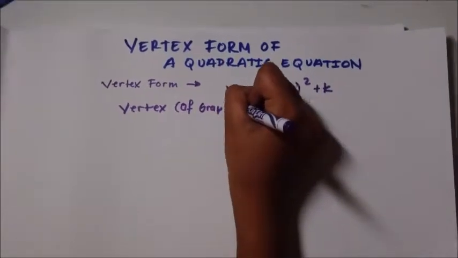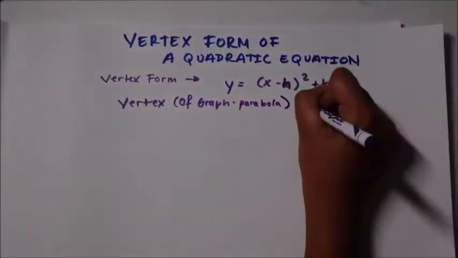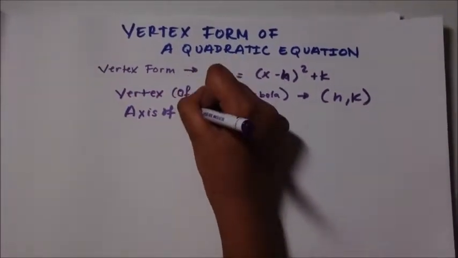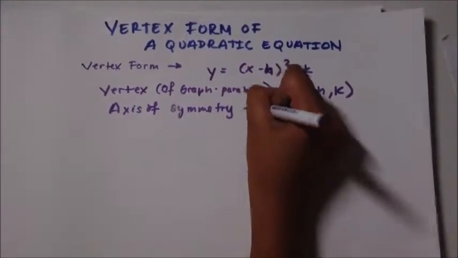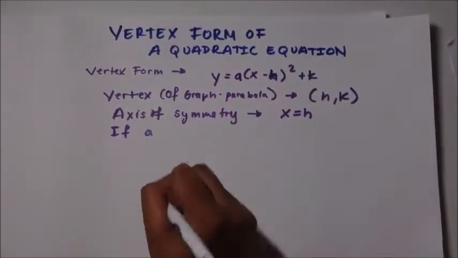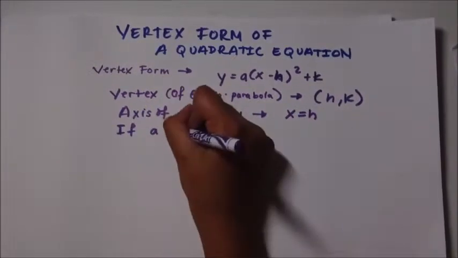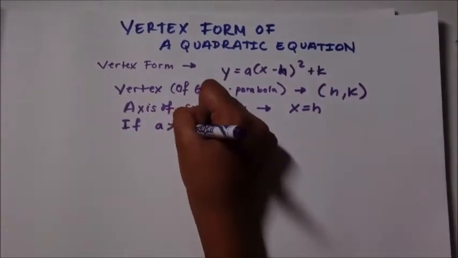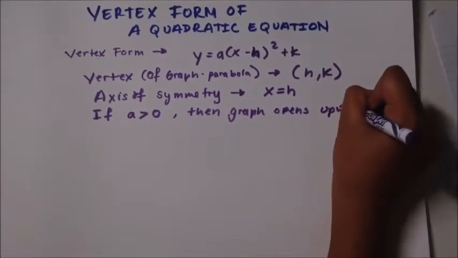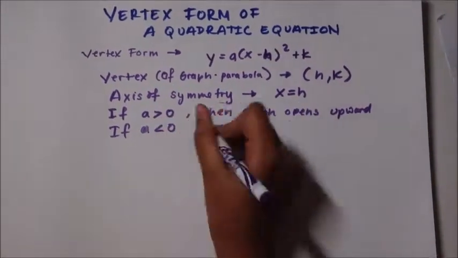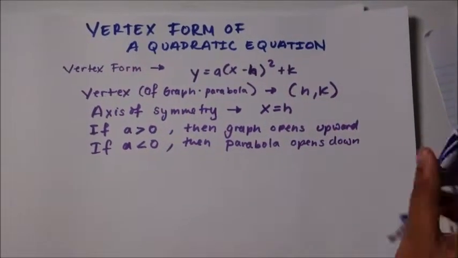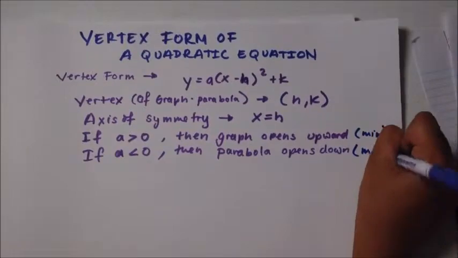So we can find a lot of things, like the vertex of the graph of our parabola, and it will be (h, k). So h is like our x and k is like our y. Then our axis of symmetry will be x equals h. If a in our equation is greater than 0, then the graph opens upward, and if a is less than 0, then the graph opens downward. So if a is greater than 0, it has a minimum, and if a is less than 0, it has a maximum.